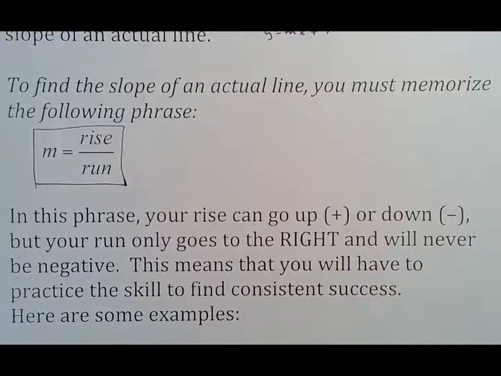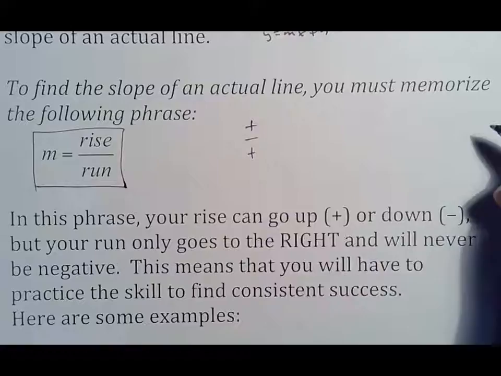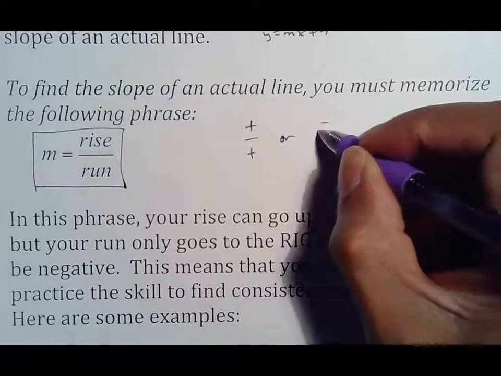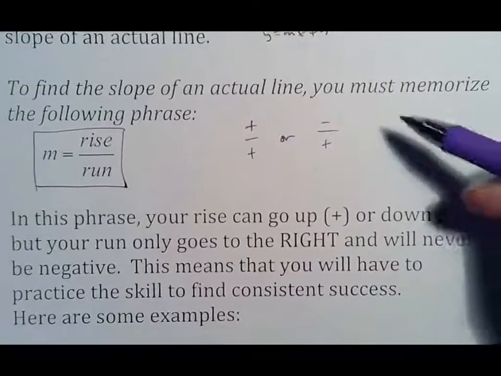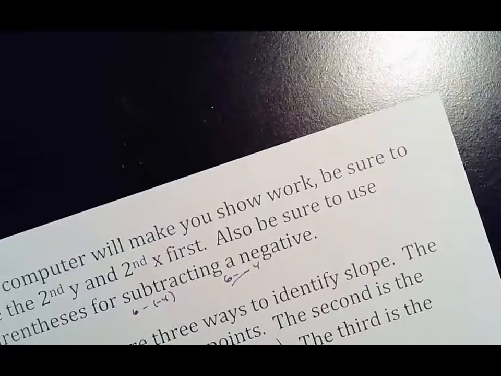Your rise can go up or down. So your rise could be positive over positive, because your run always has to be positive, or it could be negative over positive. It will never be something over a negative. Your run will always go to the right. Again, it will never be negative, but your rise, depending on what's going on, is up or down first. So again, that's a key idea for you to keep in mind as we get ready to go forward in this stuff.